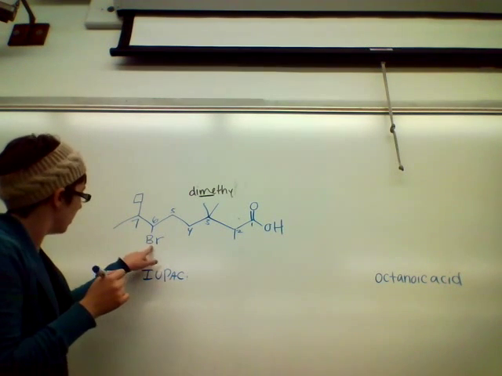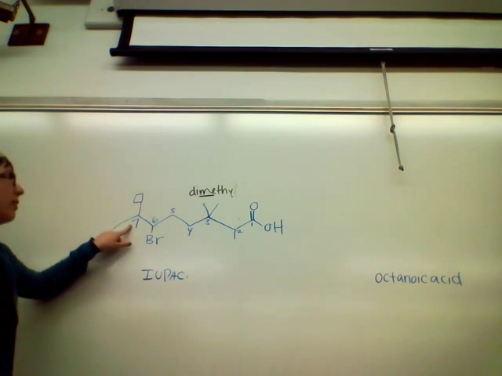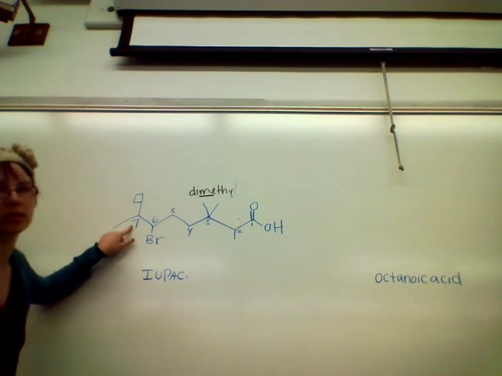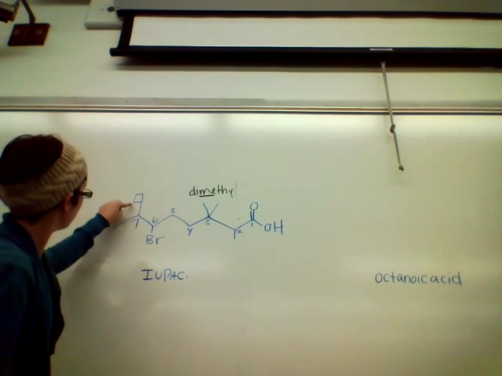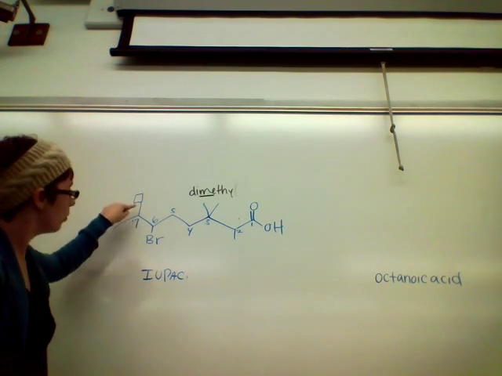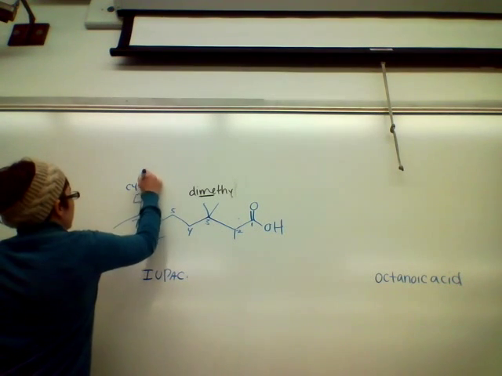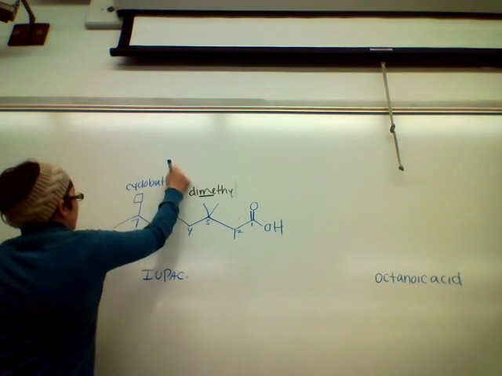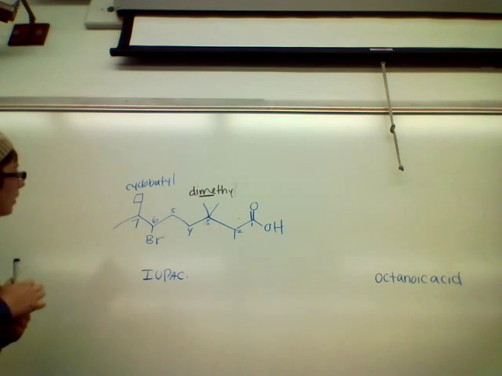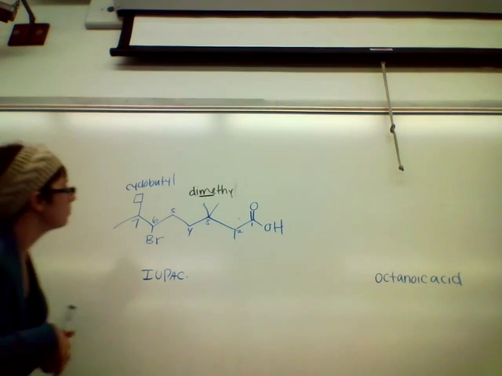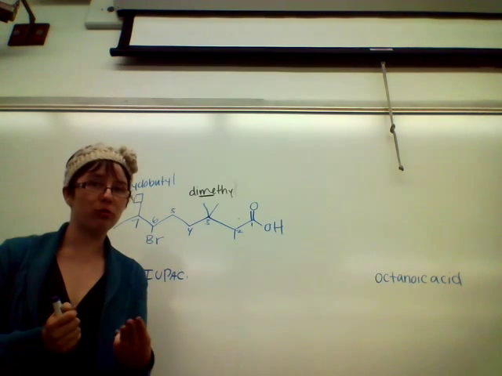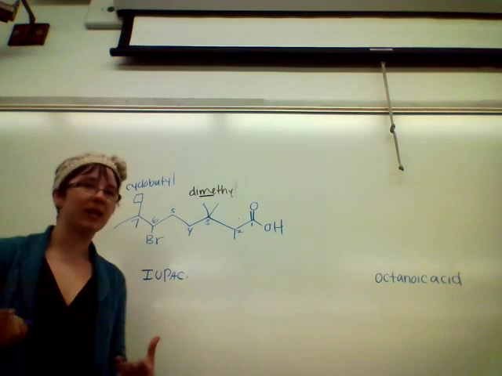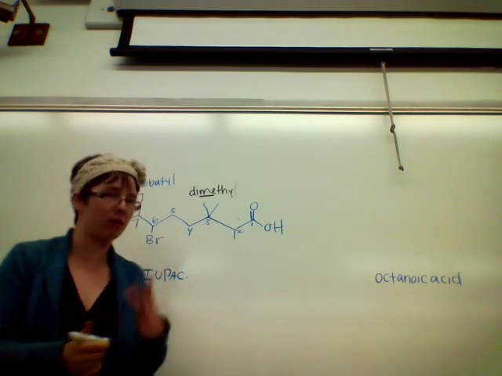So I have a bromine on 6. What is this group on 7? Is that a flag just hanging out there? No, it's not a flag. It's a cyclo, and there are 4 carbons. 1, 2, 3, 4. So this is cyclobutyl. Okay. And then we have the dimethyl up here, but since there's a total of 3 methyl groups now, we're going to say trimethyl because in the whole structure there's a total of 3 methyl groups.